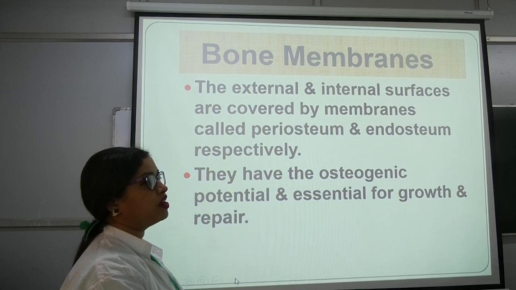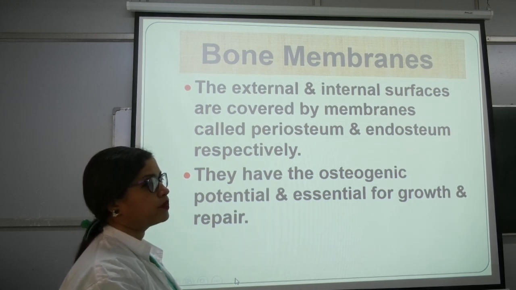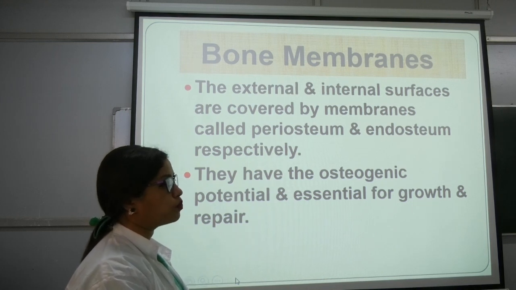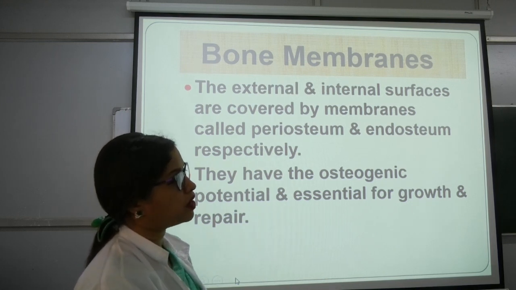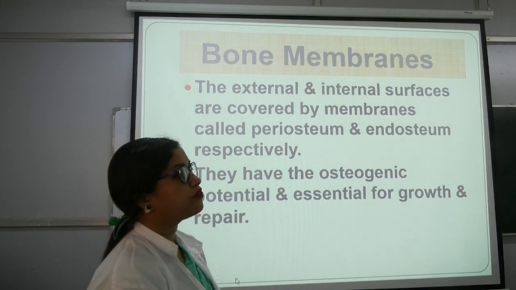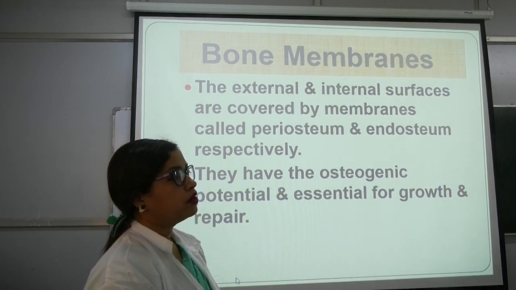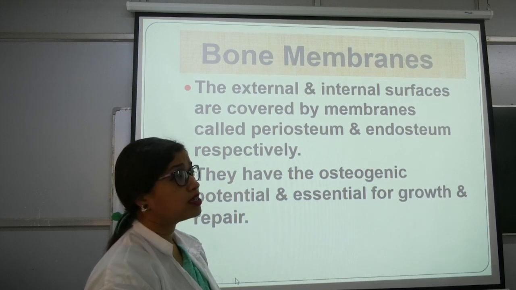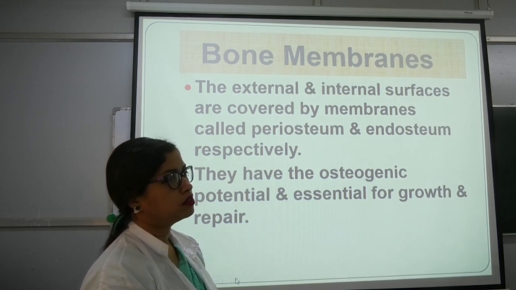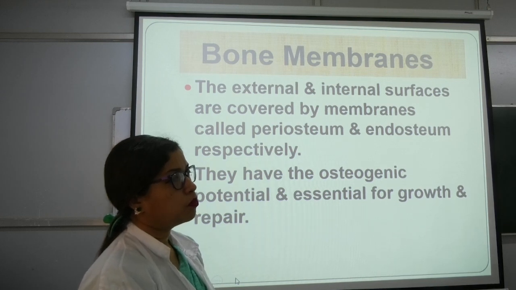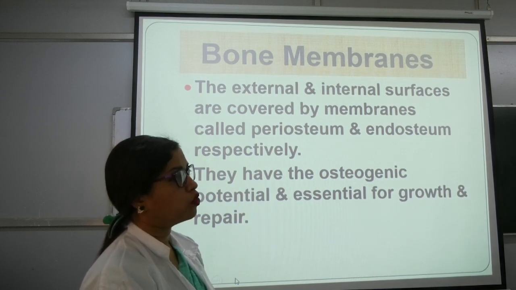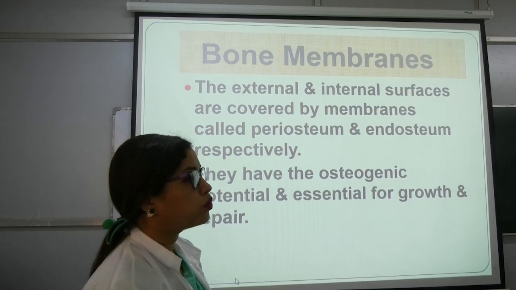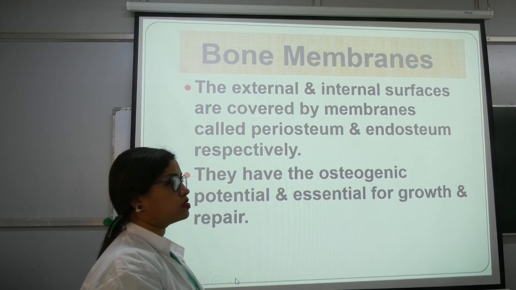Which is the mother cell or stem cell? Osteoprogenitor cell. Okay, osteoprogenitor cell is the stem cell or mother cell. It will differentiate to form the osteocyte and osteoblast. And what is the role of osteoclast? Bone resorption. Okay, that means breaking down the bone.